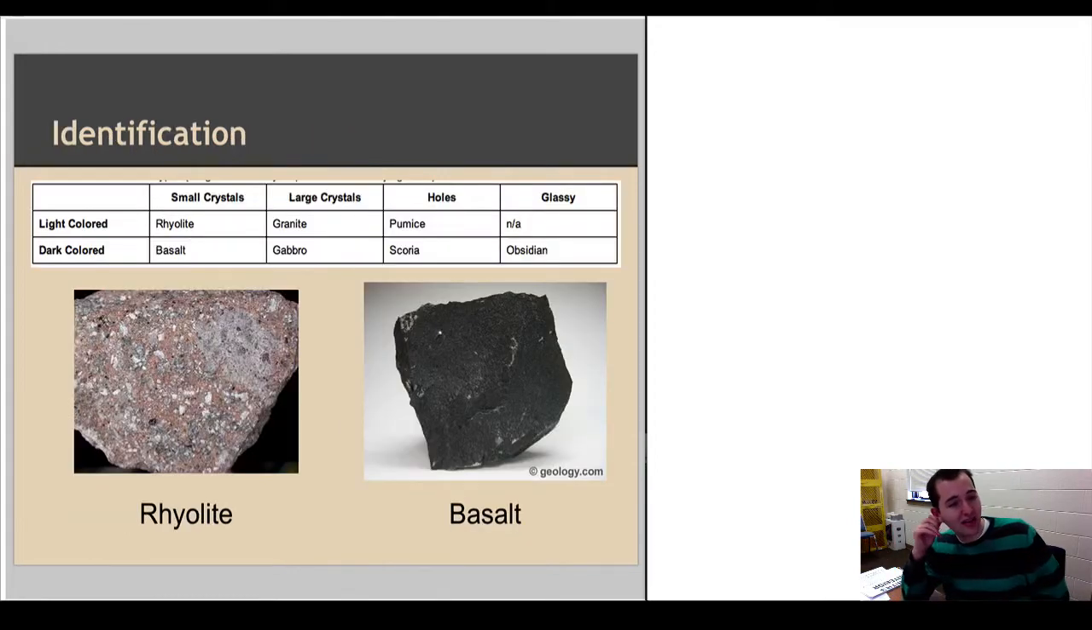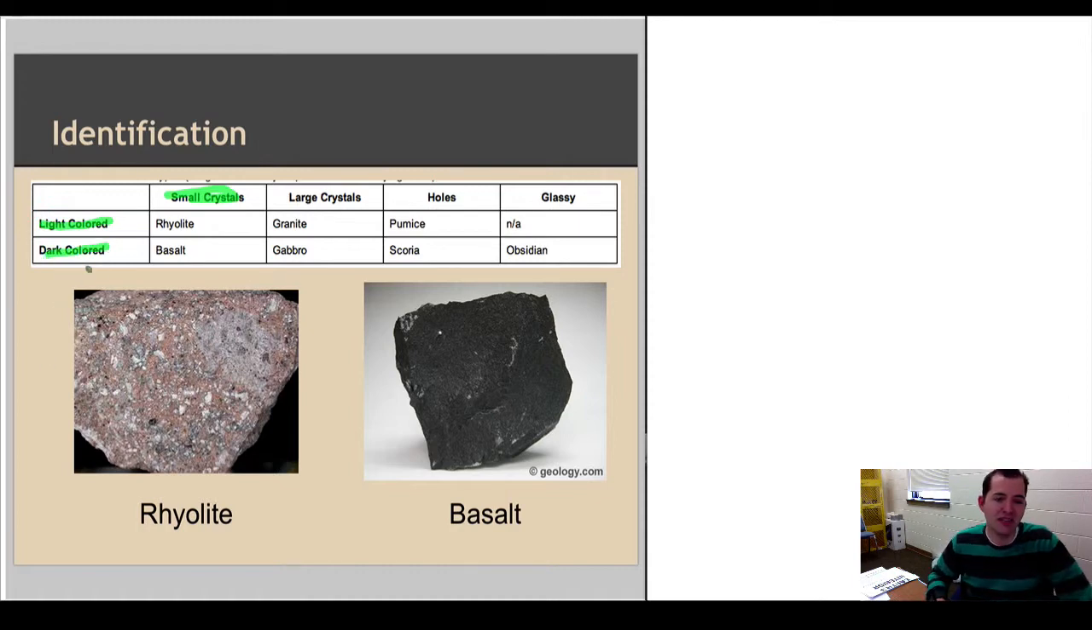Okay, so these are just some skills for identifying types of rocks. We've got some different characteristics that we're going to look at. We're going to look at small crystals, and large crystals. We're also going to look at a light colored rock and a dark colored rock, and we're going to begin to practice some of these skills.